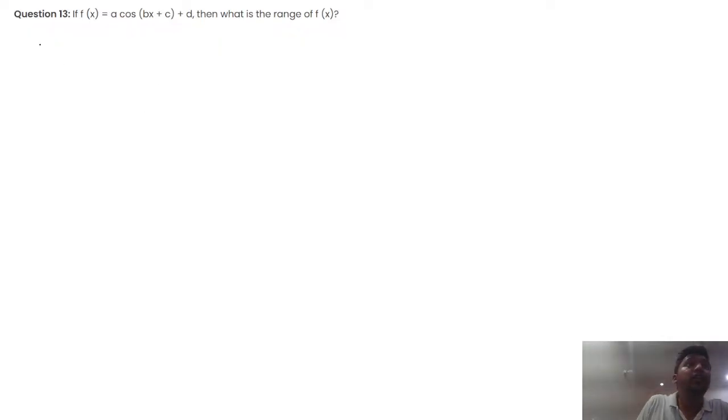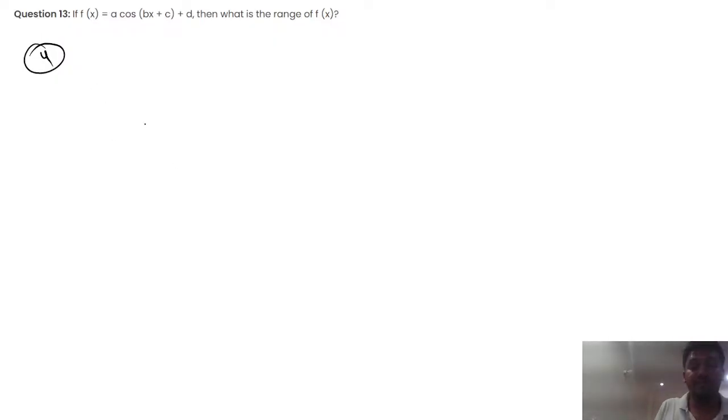This is not 13.1, this is question 14. Sorry, the fourth question. This is the fourth question of the day. In this question, what do we have to find? We have to find the range of function f.